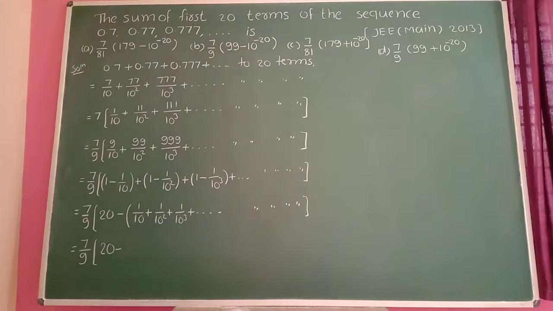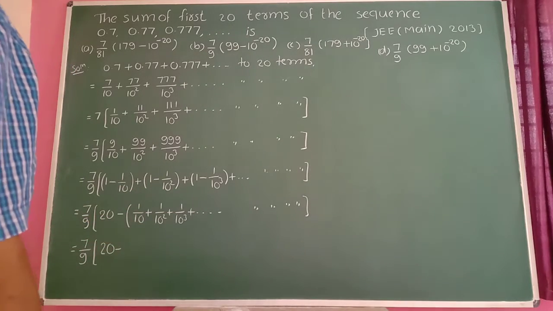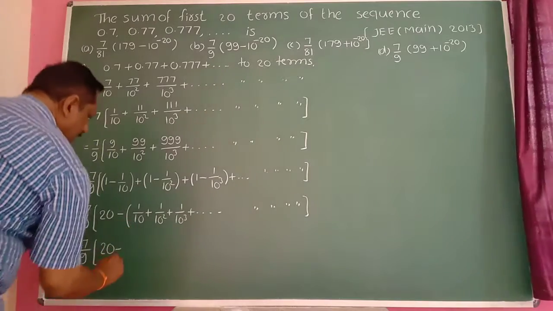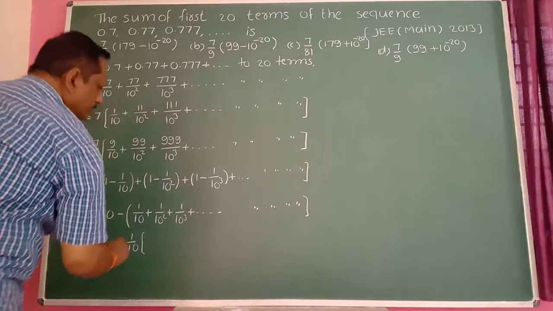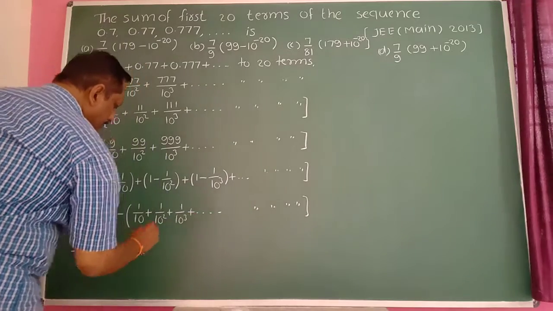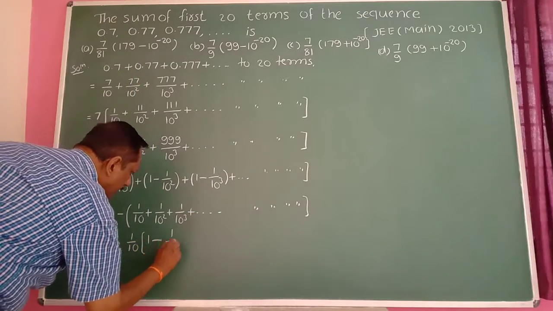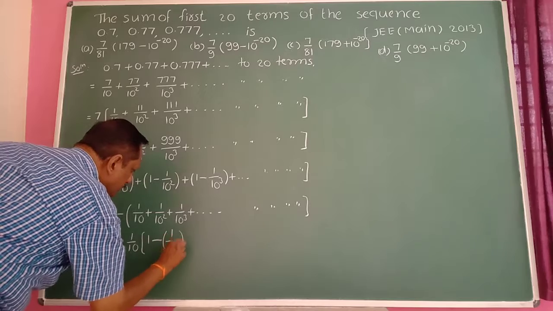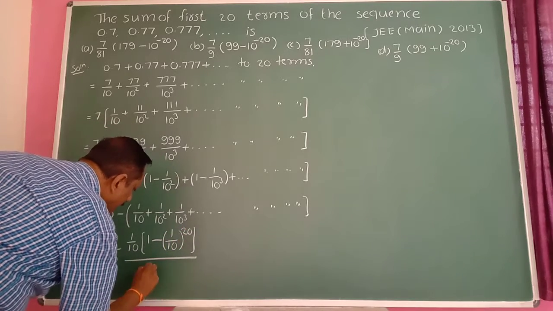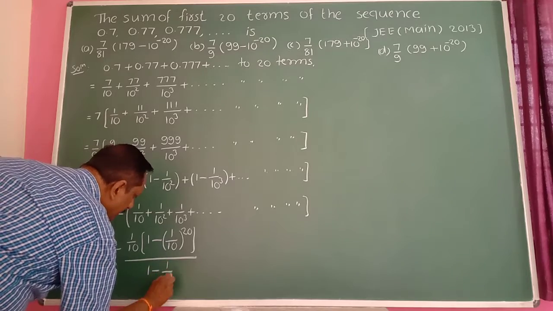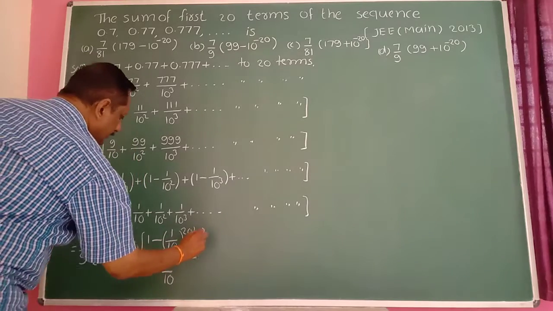These terms are in GP. The first term is 1 by 10 here. So 1 by 10 into bracket, and in total these are 20 terms here. Therefore 1 minus 1 by 10 raised to 20, whole divided by 1 minus 1 by 10. So bracket complete here.